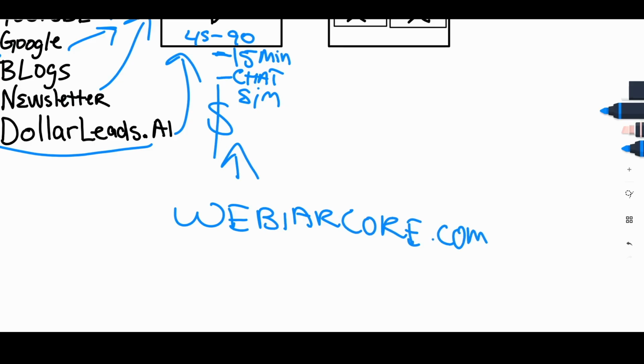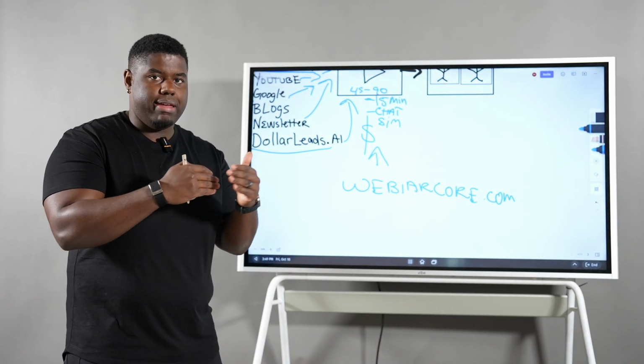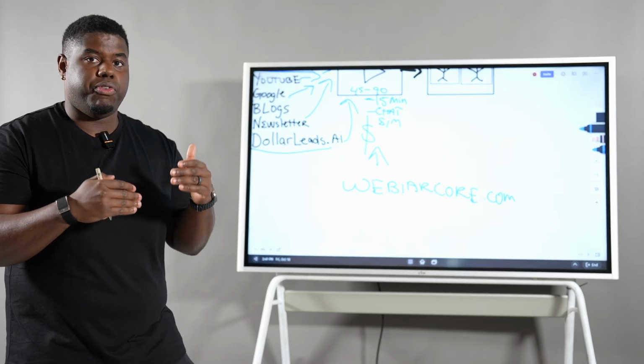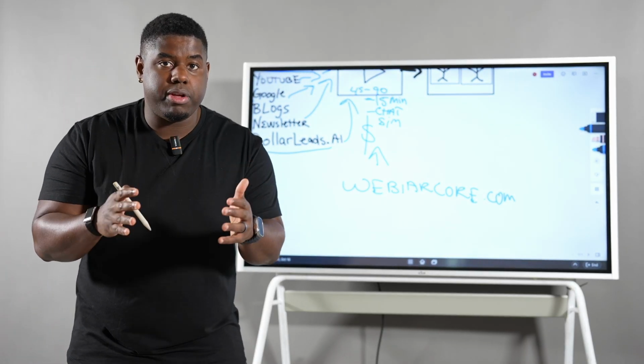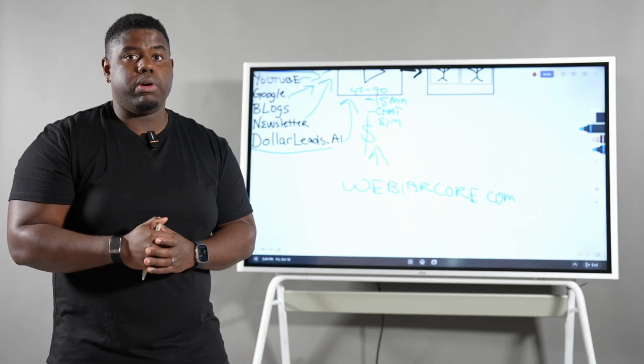WebinarCore.com allows you to track how long your participant watched the video. This is not sending them to a random YouTube video. You're sending them to a specific platform to track how long they've watched the presentation. So if somebody watched a 45-minute video and spent 44 minutes in it, that's the person I want to talk to. That's the person I want to reach out to.